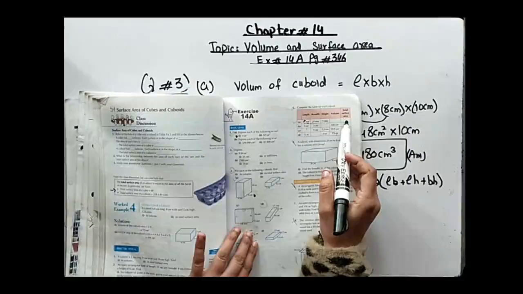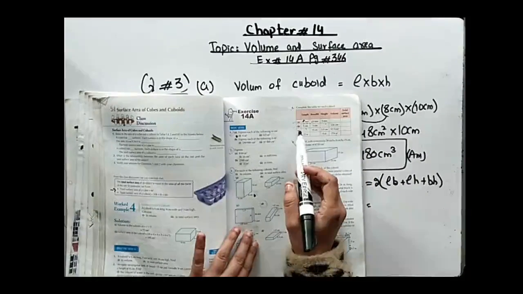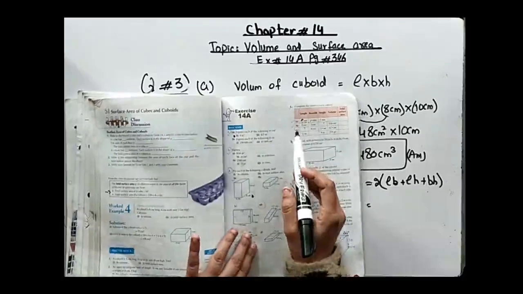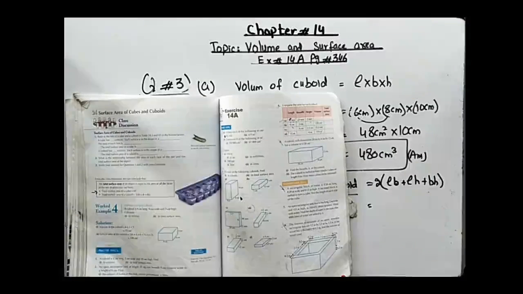Got it, beta? Okay, and now B part. How will you find the B part? So first, question number 4, come to the B part.